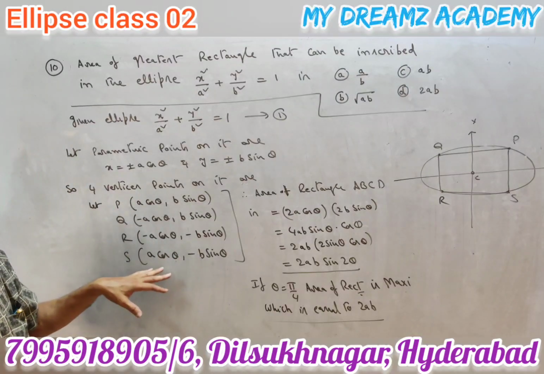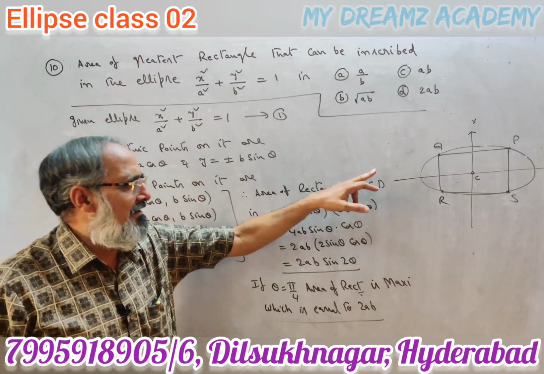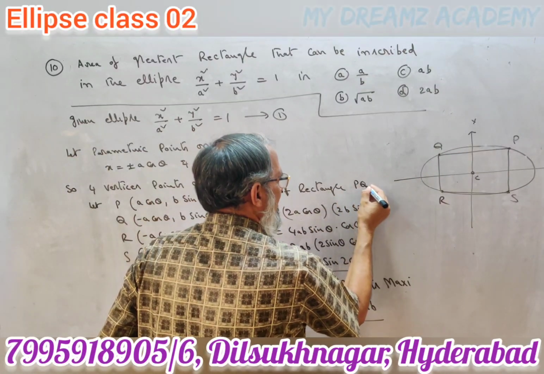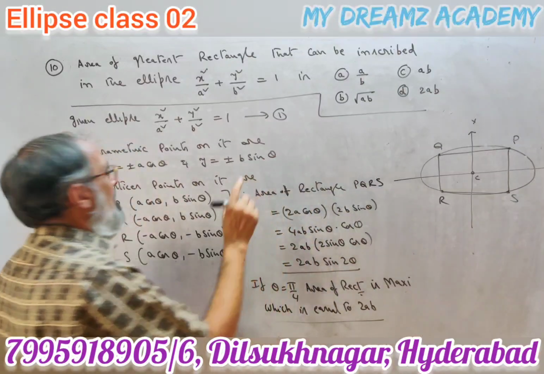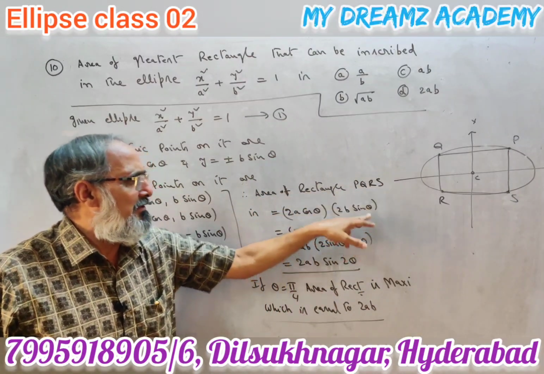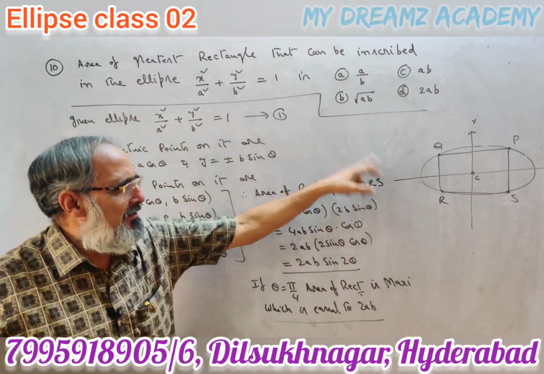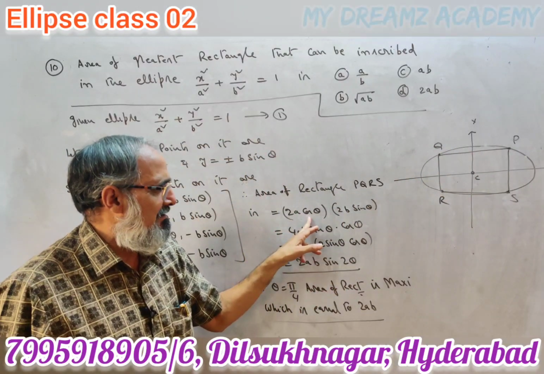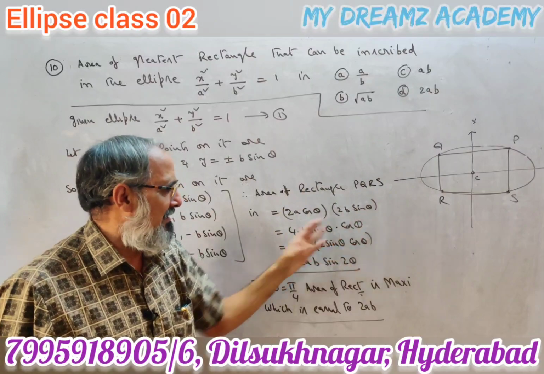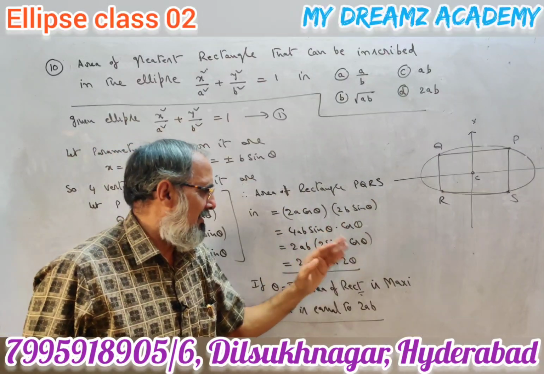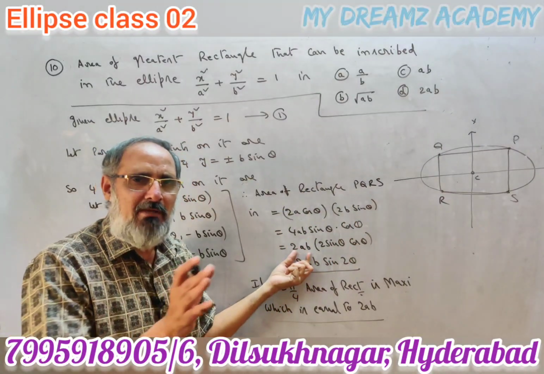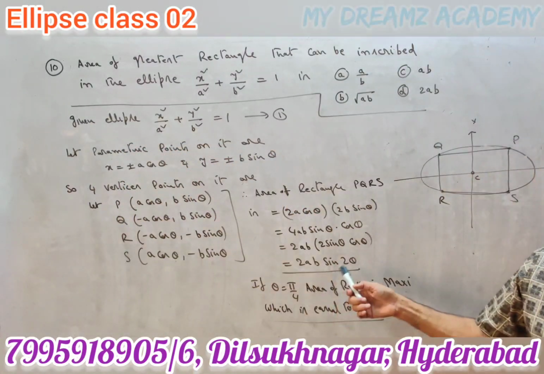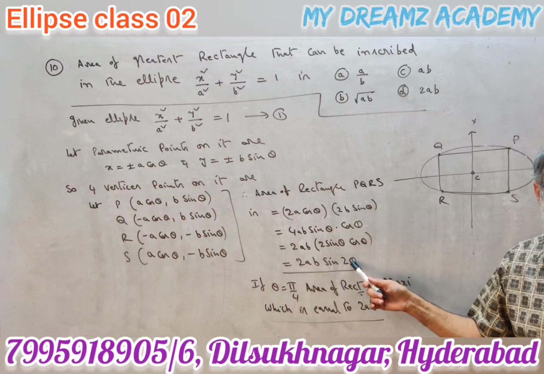Once you have PQRS, the area of the rectangle, not ABCD, I am changing this one, PQRS. So the area of the rectangle PQRS will be PQ and these two are equal, length into breadth. So 2a cos theta into 2b sin theta, so 4ab sin theta cos theta. I am taking 2ab outside and the remaining is the standard trigonometric format: 2 sin theta cos theta will be sin 2 theta.